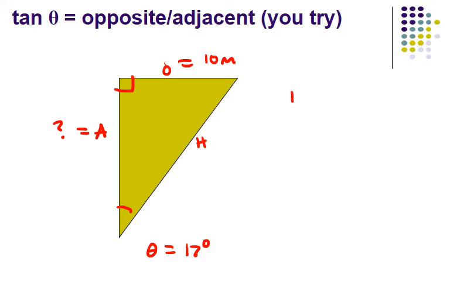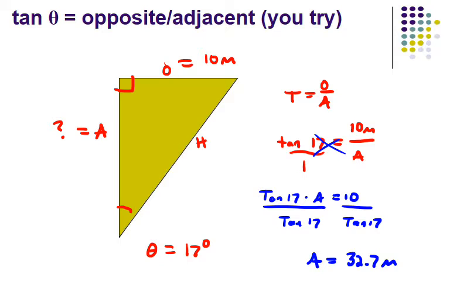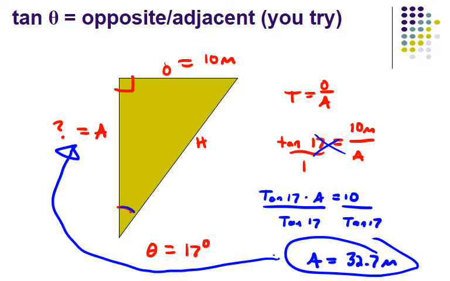Okay, so opposite over adjacent, the tangent of 17 equals the opposite over the adjacent. So in this case, we have another situation where we have to cross multiply first and then solve. So the tangent of 17 times the adjacent equals 10. Divide both sides by the tangent of 17. So the adjacent side comes out to be 32.7 meters. So this is longer than the other side, and that should be because this angle is so small down here.